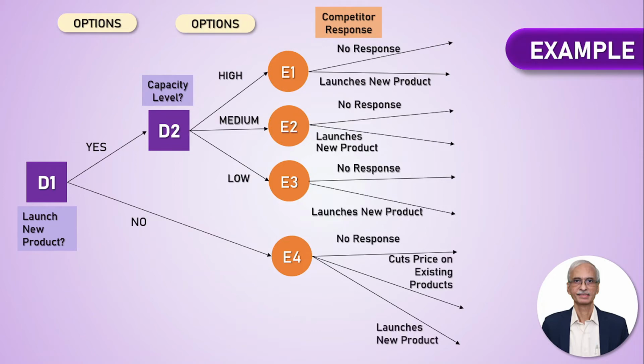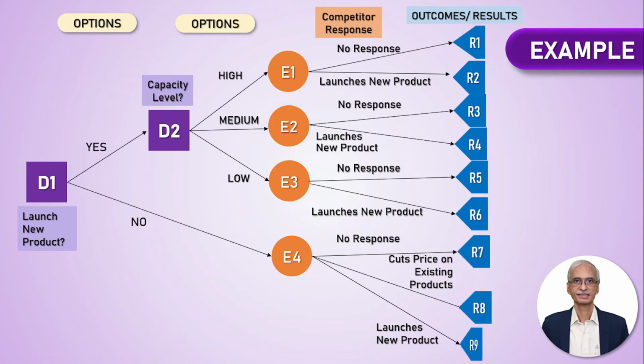And for not launching the product as an option, suppose the company doesn't launch the new product, what could be the competitor's response? It could be either no response, or they cut price on existing products, or they launch a new product. So they have three possible responses. So we have a combination of events or event possibilities for each of the decision options that the company may choose. And each of these branches, the decision option chosen plus the event possibility, that is the competitor response, produce in turn what we call the outcomes or results, R1 to R9.